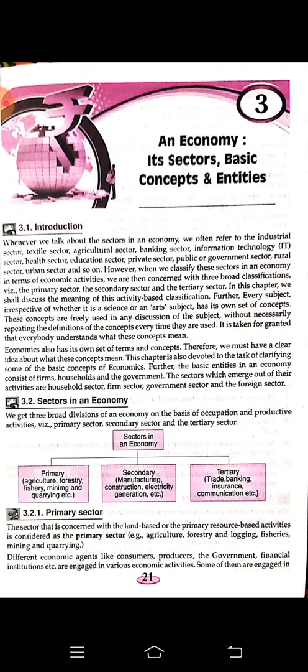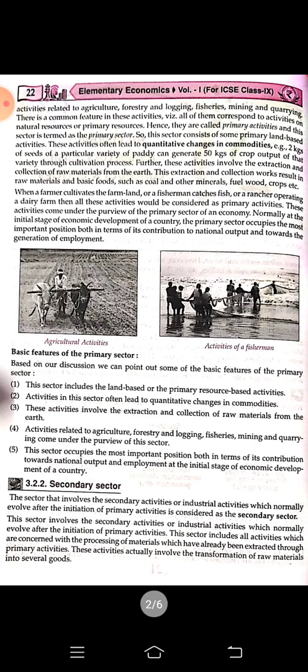The sector that is concerned with the land-based or primary resource-based activities is considered as primary sector. For example, agriculture, forest, fishery, mining. That means the activities which are related with the nature and the natural resources. The things we are getting from the nature or we are cultivating and then we are getting it. These are the agricultural things. These are the primary sector. So in primary sector, you can say this is the primary activity or the very first activity. For that it is called the primary sector.